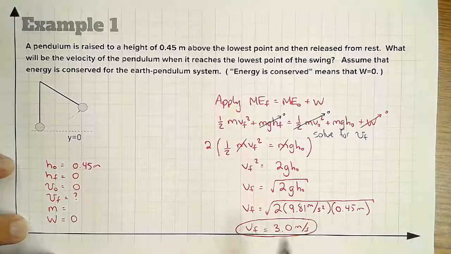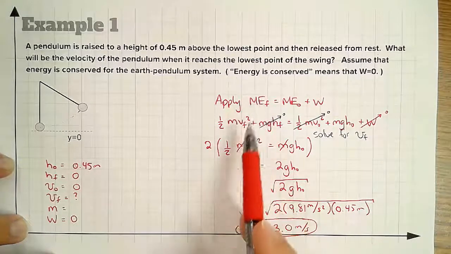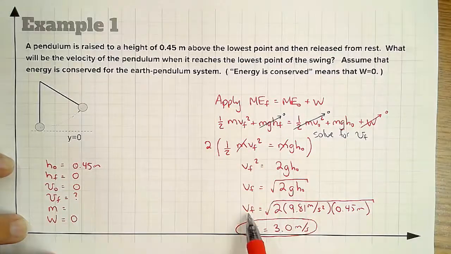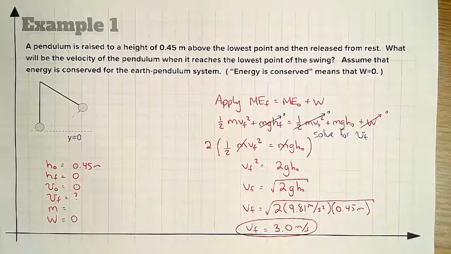So we used the principle of energy to build ourselves an equation which we solve for the final velocity of the pendulum at the bottom of the swing, and we got 3.0 meters per second. Okay? That's example 1.